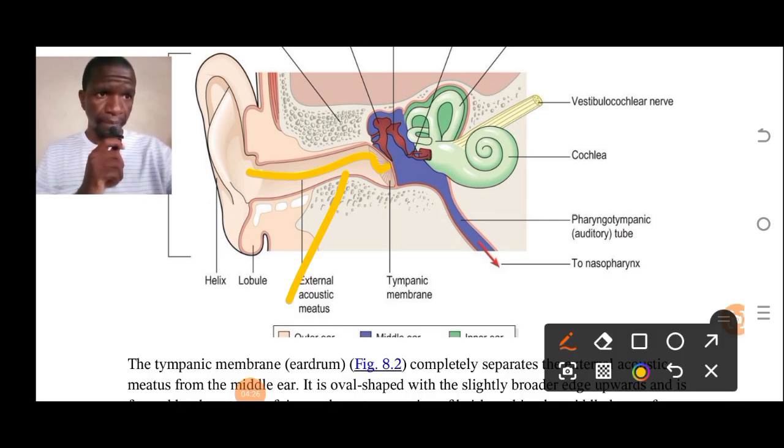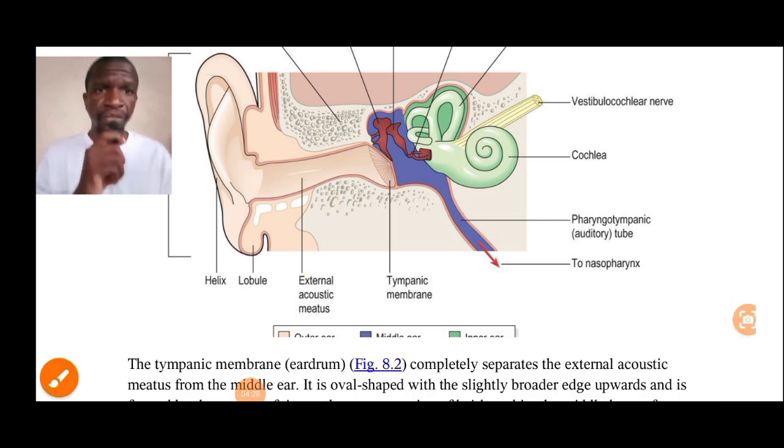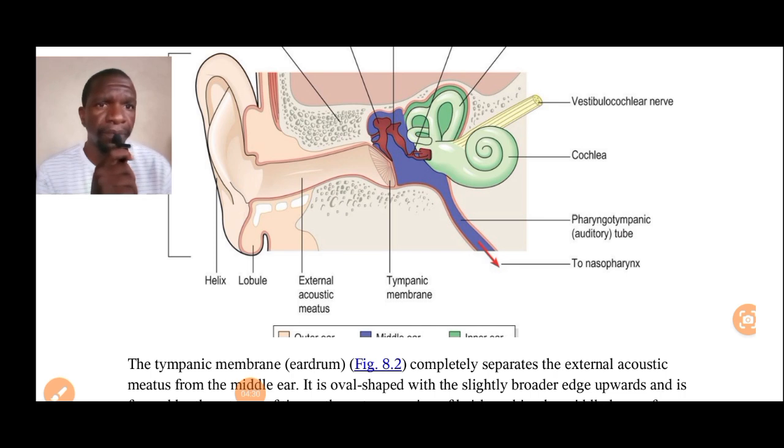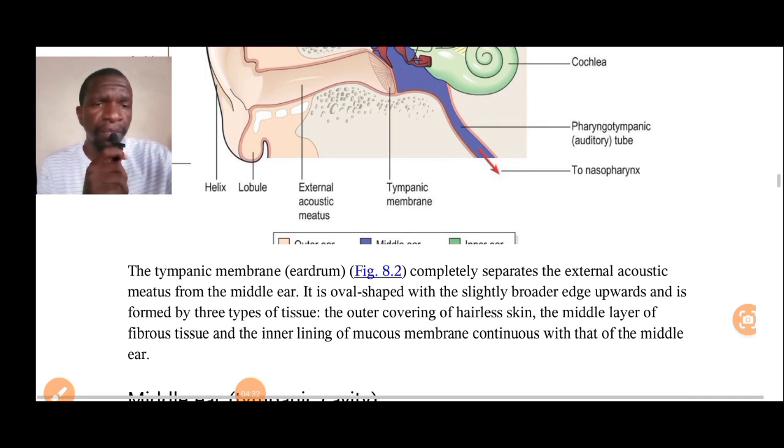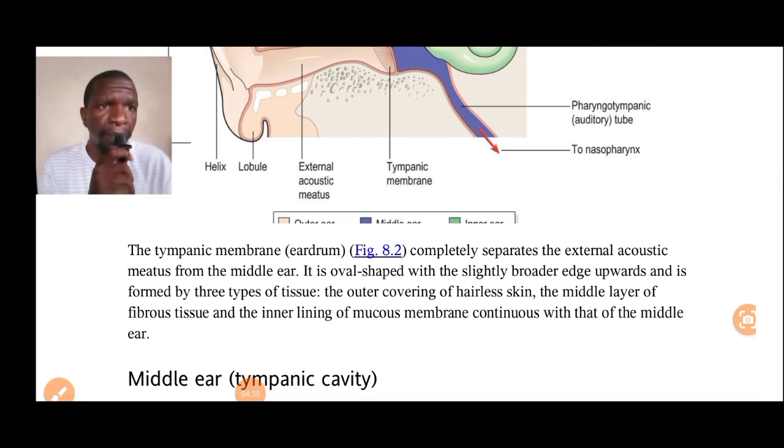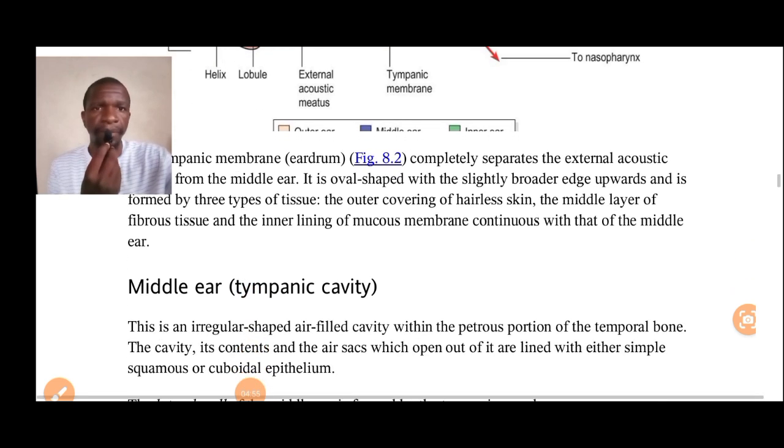That's the auditory canal. The tympanic membrane or eardrum completely separates the external acoustic meatus from the middle ear. It is oval-shaped with a slightly broader edge upwards and is formed by three types of tissue: the outer covering of hairless skin, the middle layer of fibrous tissue, and the inner lining of mucous membrane continuous with that of the middle ear.